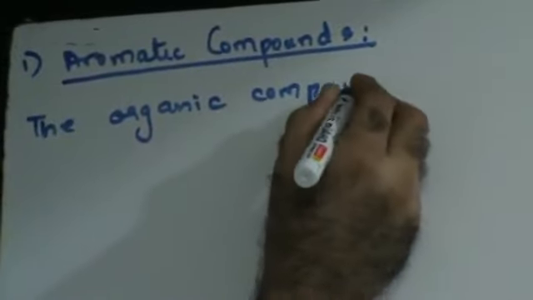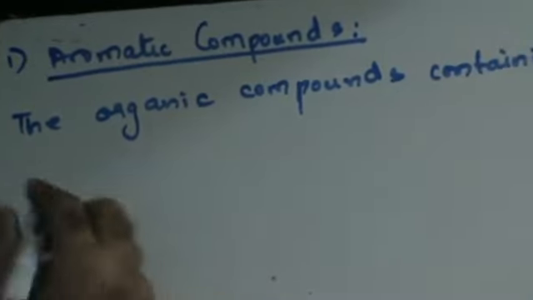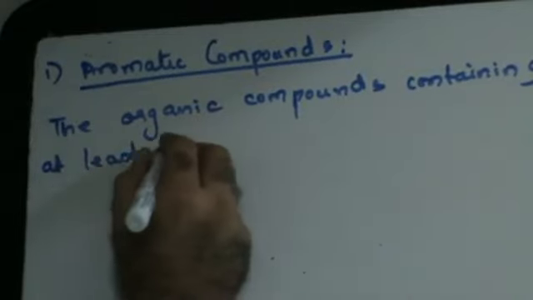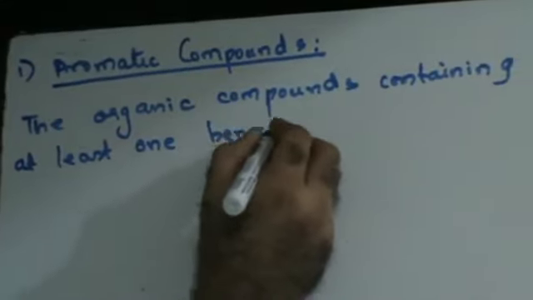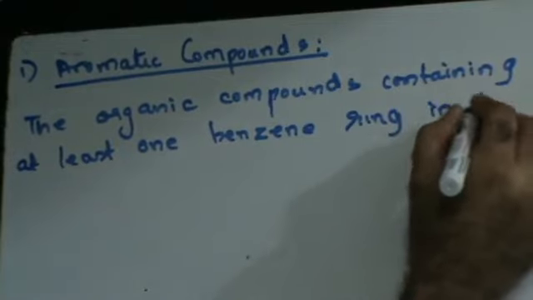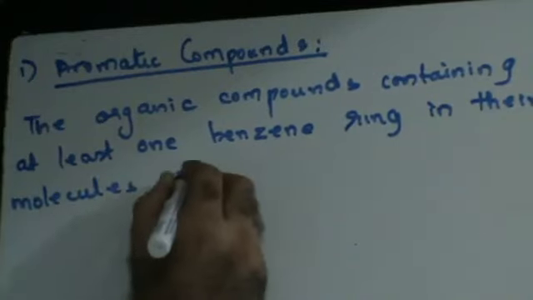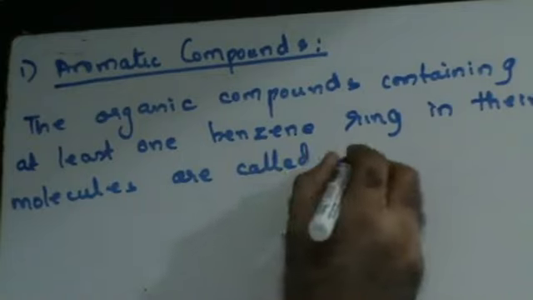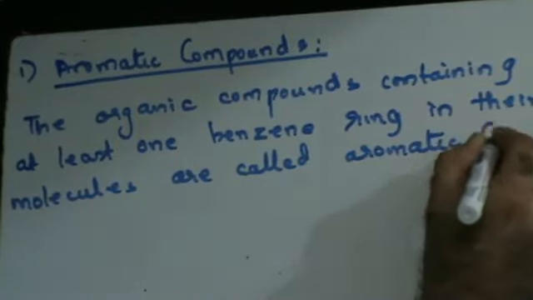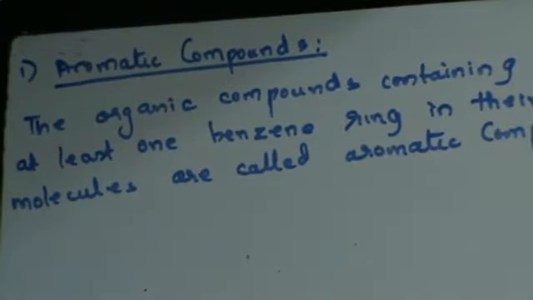These are the organic compounds containing at least one benzene ring in their molecule, and they are called aromatic compounds. Right, so these are aromatic compounds, right?